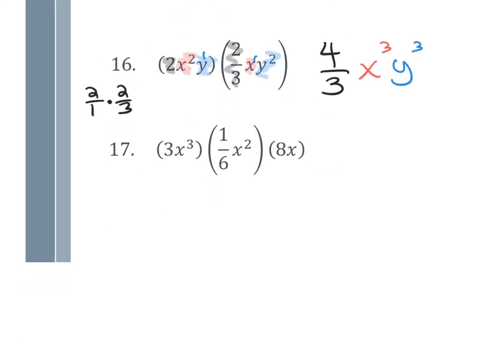Then 17, I'm going to multiply the coefficients. So 3 times 1/6 times 8. So 3 over 1 times 1/6 times 8 over 1. I'm going to simplify diagonally and get 4. Go back and add all your x's. I've got 3 plus 2 plus 1 gives me x to the 6th.